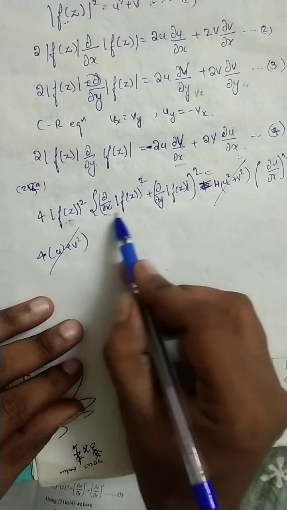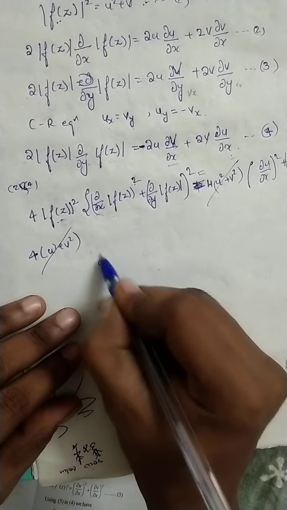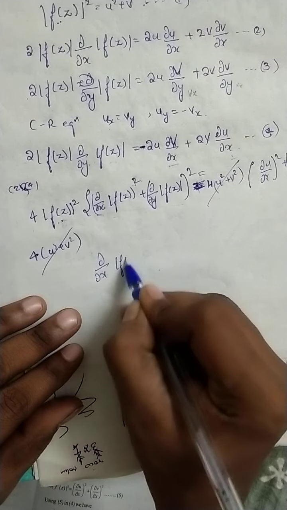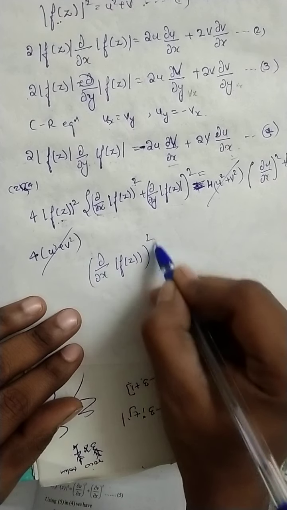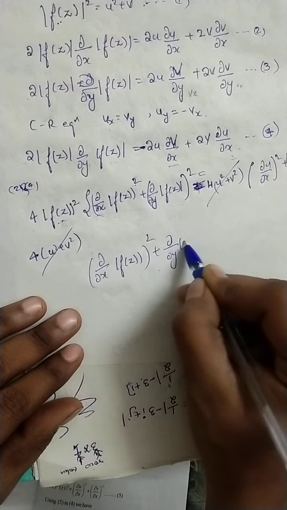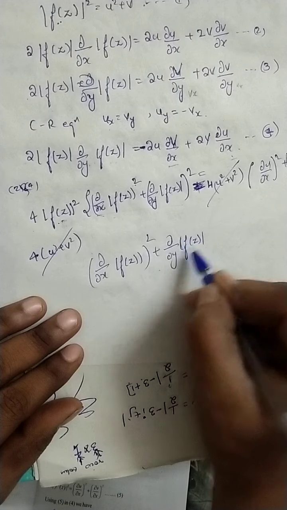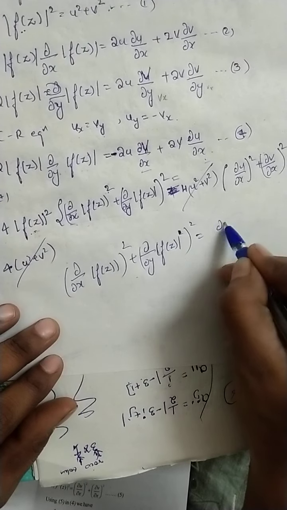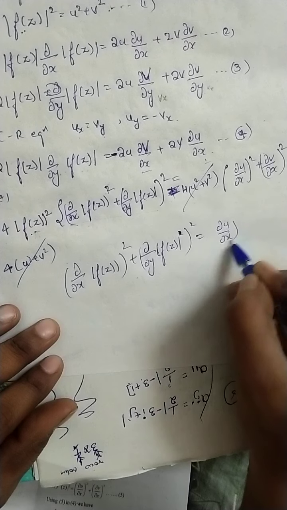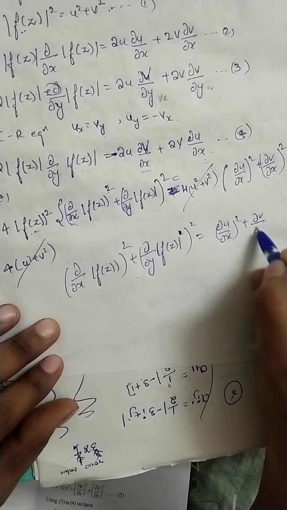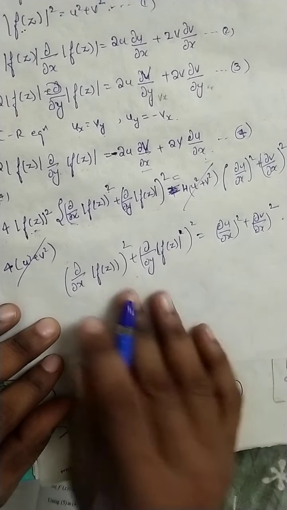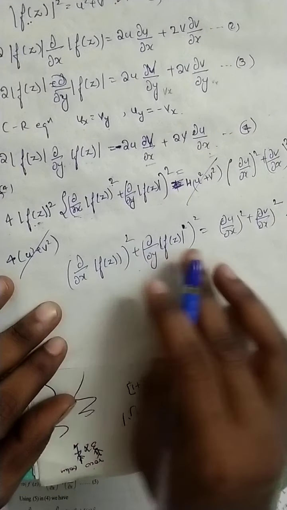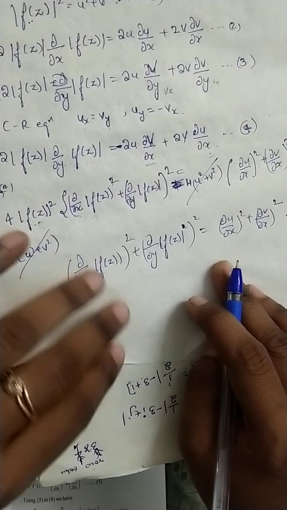Now the left out part is only this part and this part. So dou by dou x of f of z the whole square plus dou by dou y of f of z the whole square is equal to dou u by dou x the whole square plus dou v by dou x the whole square. Okay, now f of z is equal to u plus iv.